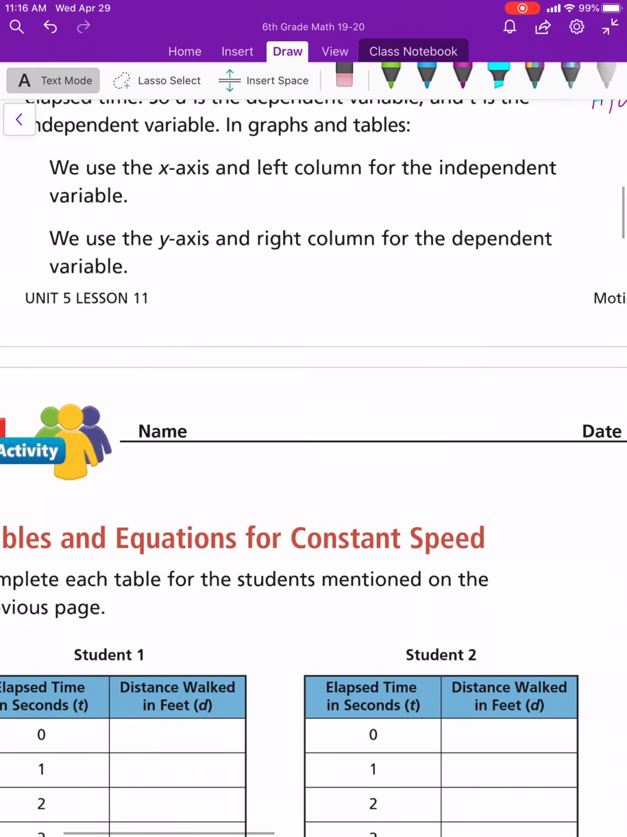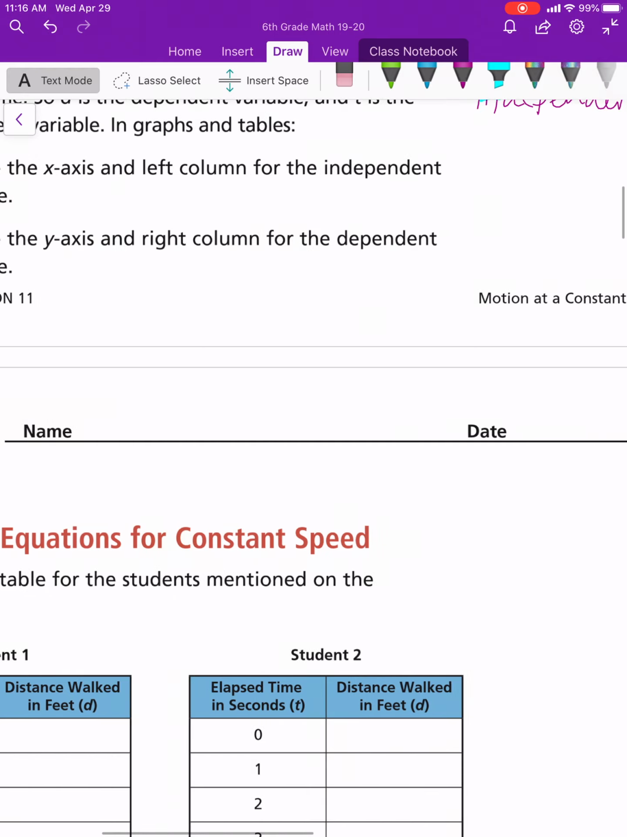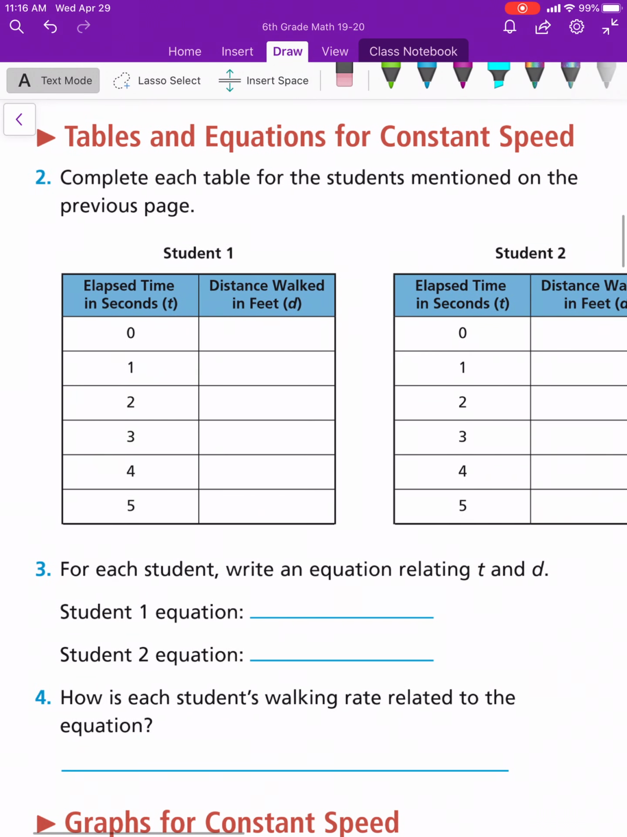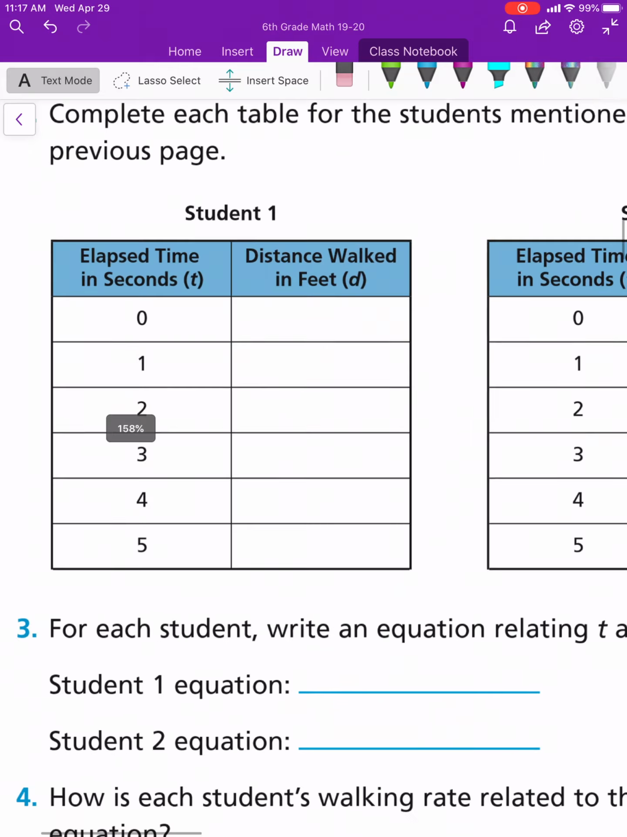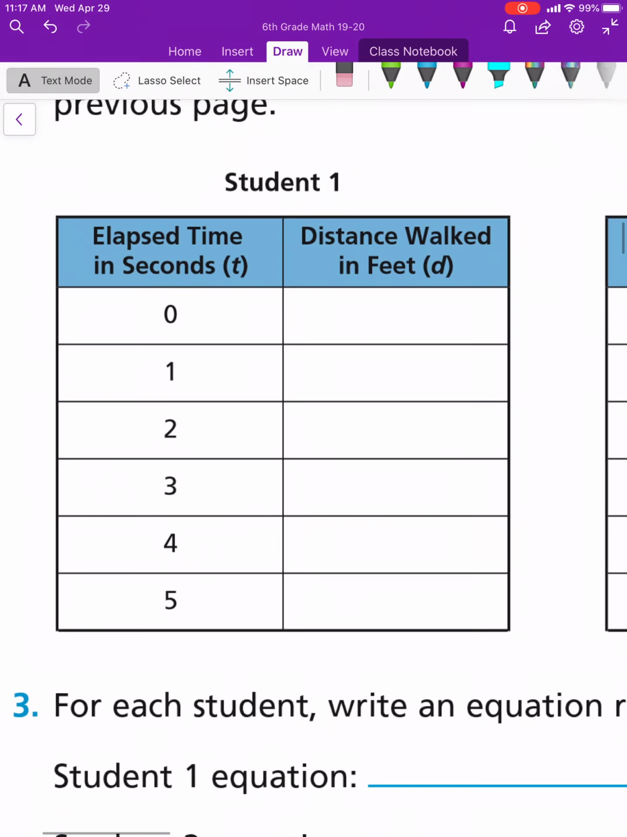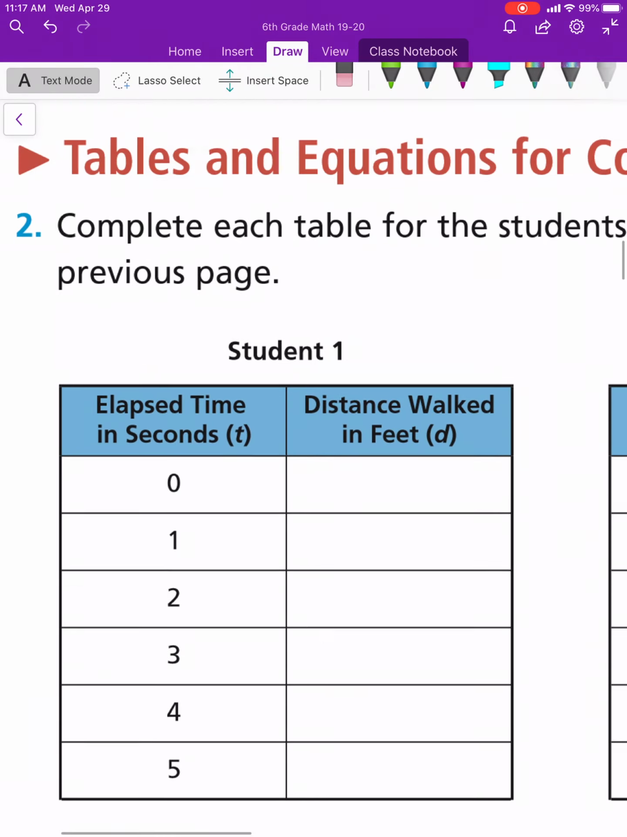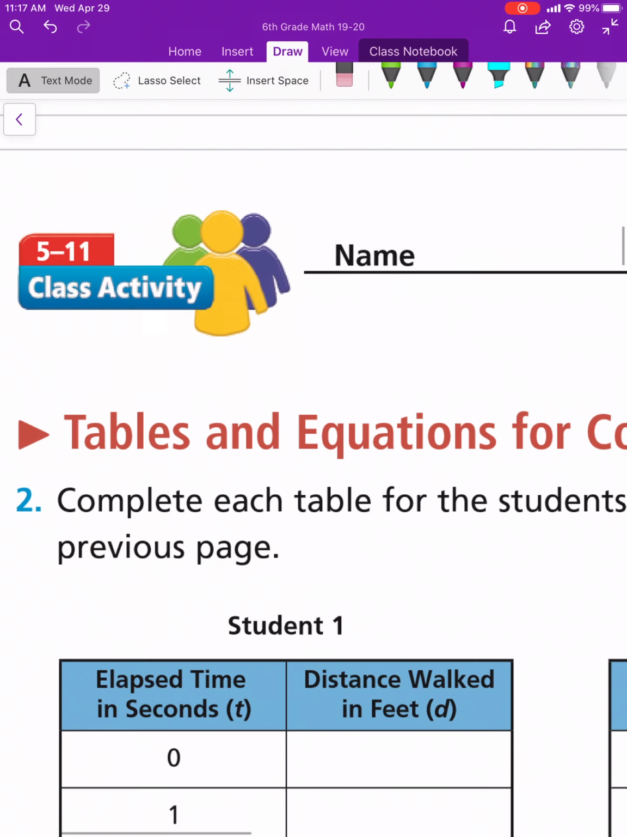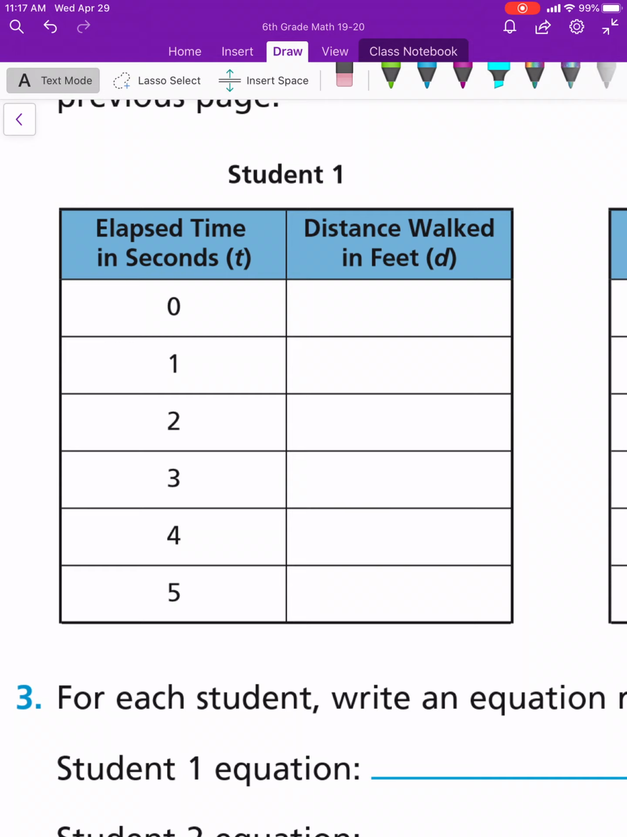So we can use the x-axis in the left column for the independent variable, and we can use the y-axis in the right column for the dependent. So if you look down here, number 2, complete each table. So I'm going to zoom up on student 1. Student 1, if we look back up at the very top, walks 3 feet per second, right? Our time is in seconds.